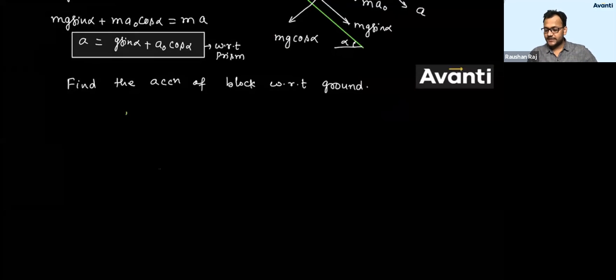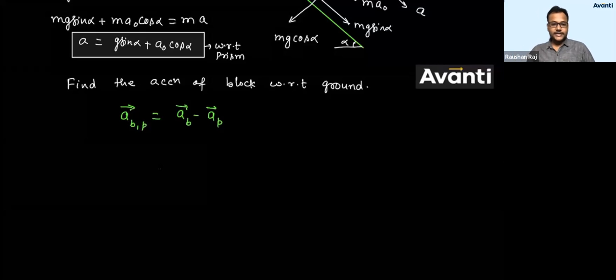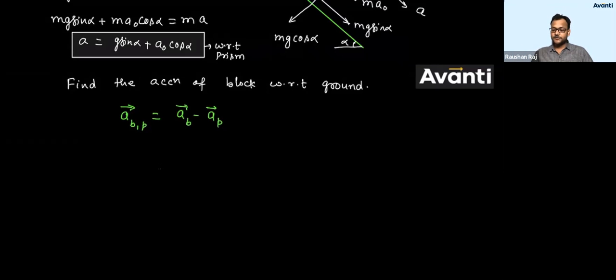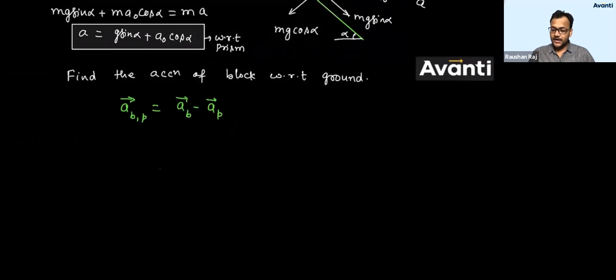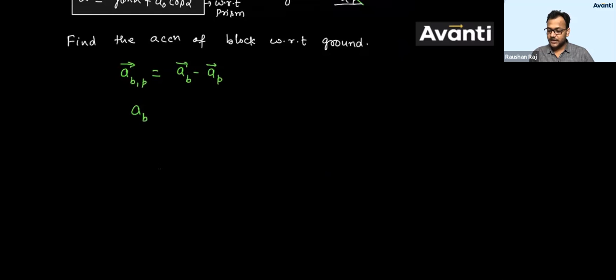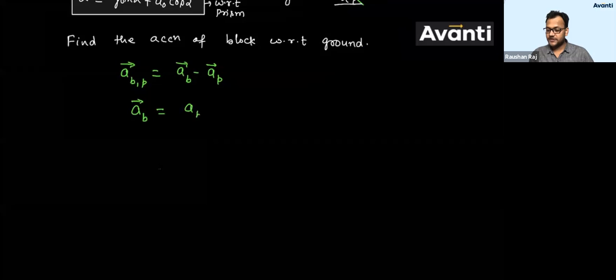Guys, if I ask you what is the acceleration of the block with respect to prism, what will be the answer in terms of kinematics? Can I say this will be equal to acceleration of the block minus acceleration of the prism? When I write only acceleration of the block and acceleration of prism, that means acceleration of the block with respect to ground, acceleration of the prism with respect to ground. So if I have been asked what is the acceleration of the block with respect to ground, that means I have been asked what is the AB value. So AB is nothing but acceleration of the block with respect to prism plus acceleration of the prism.